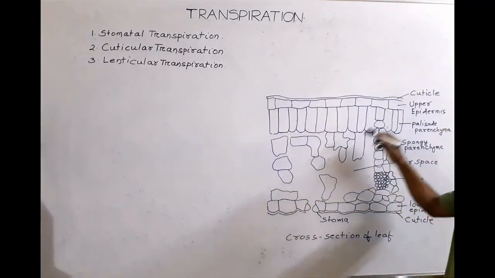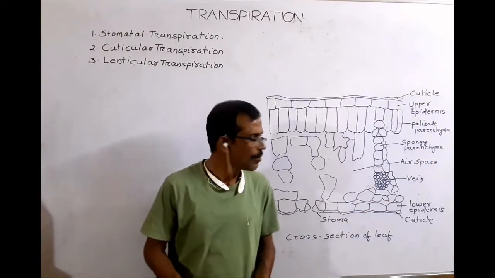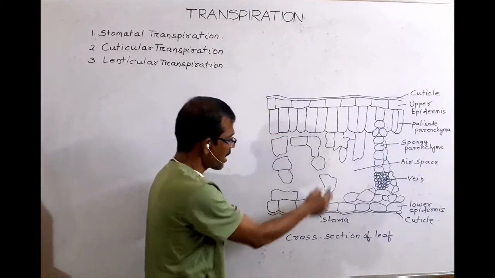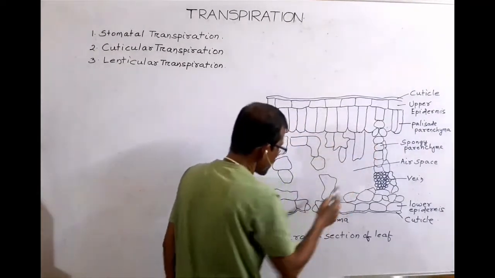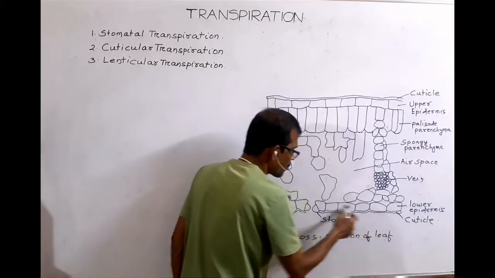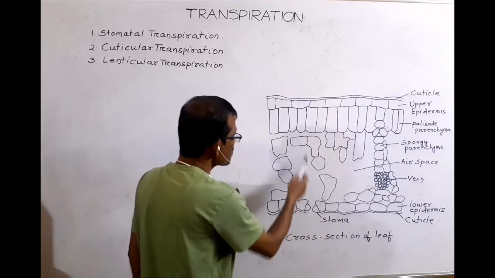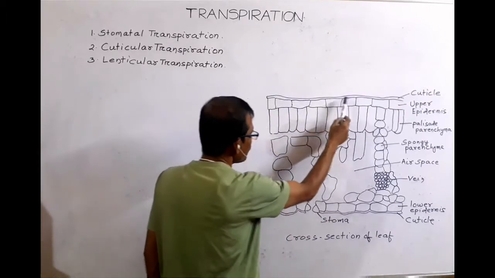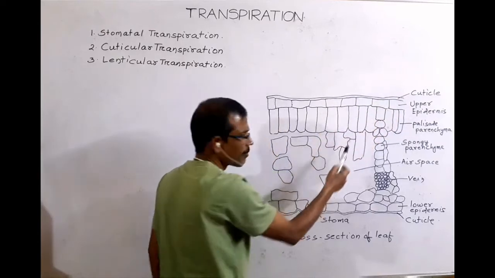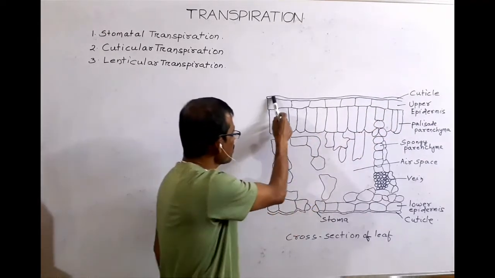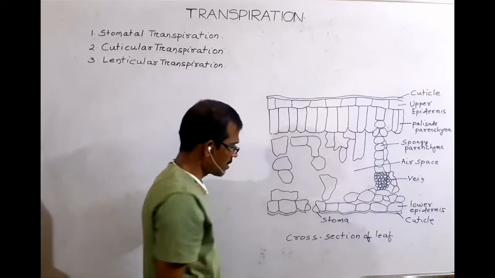Next, come to the structure of the leaf. The leaf has upper epidermis and lower epidermis. This is the upper epidermis and this is the lower epidermis. Both upper epidermis and lower epidermis are covered by cuticle. This is the cuticle, which is a waxy coating, and this cuticle reduces the evaporation of water from the surface.